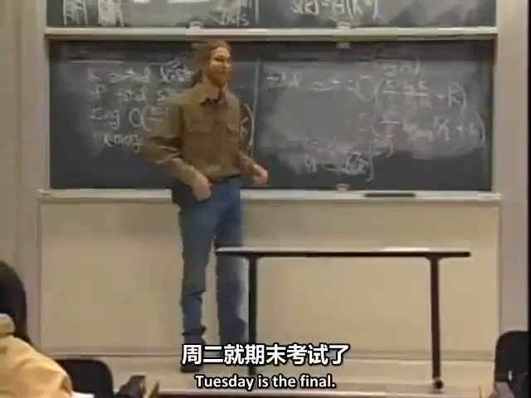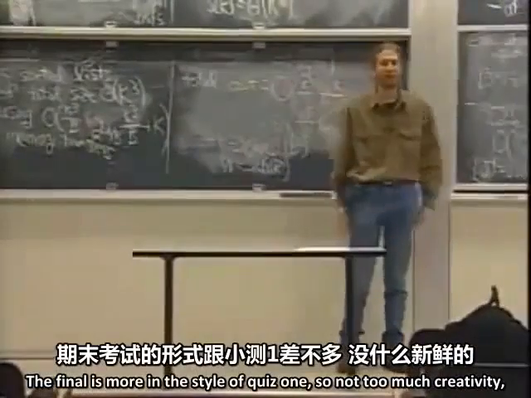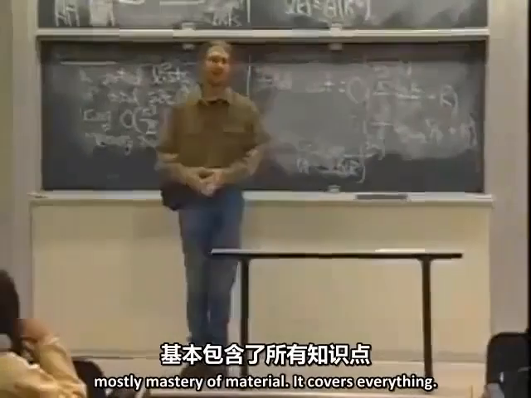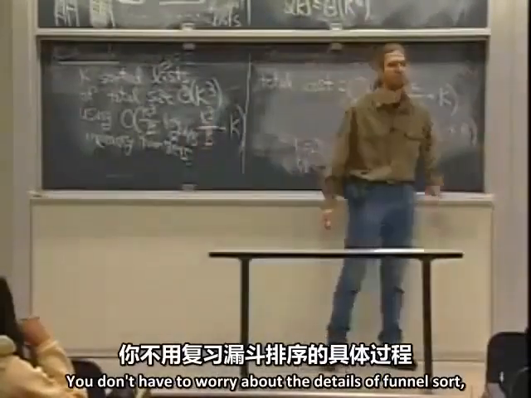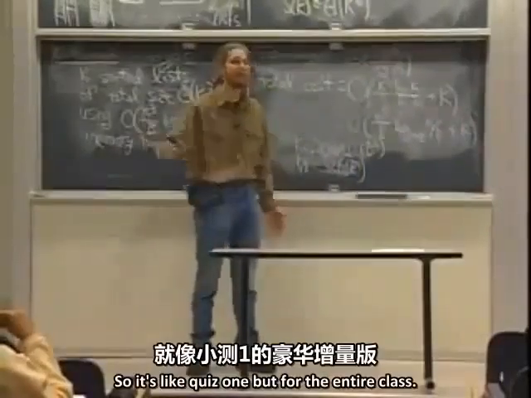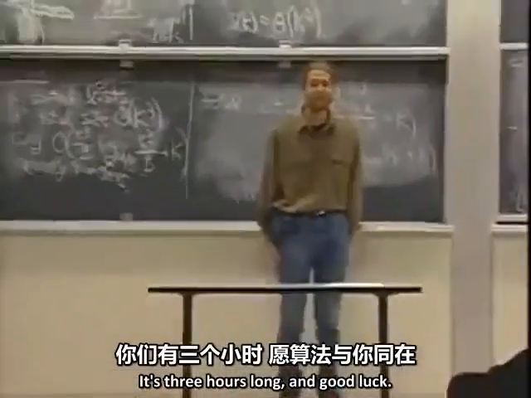Tuesday is the final. The final is more in the style of quiz 1. Not too much creativity, mostly mastery of material. It covers everything. You don't have to worry about the details of funnel sort, but everything else. So it's like quiz 1, but for the entire class. It's 3 hours long, and good luck.